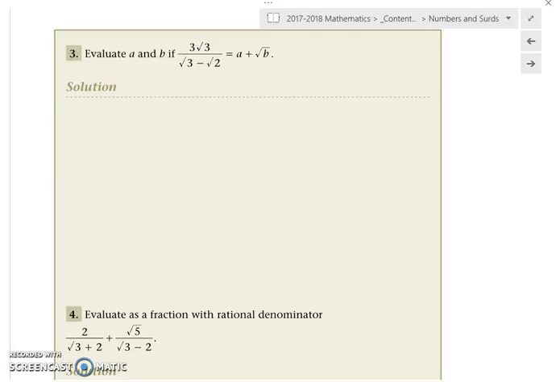Oh, he didn't catch. All right, evaluate A and B. In other words, we're trying to work out what A and B are. So, in other words, what are you trying to do? What do you need to do? Well, we don't really have a formula. So what are we going to do?